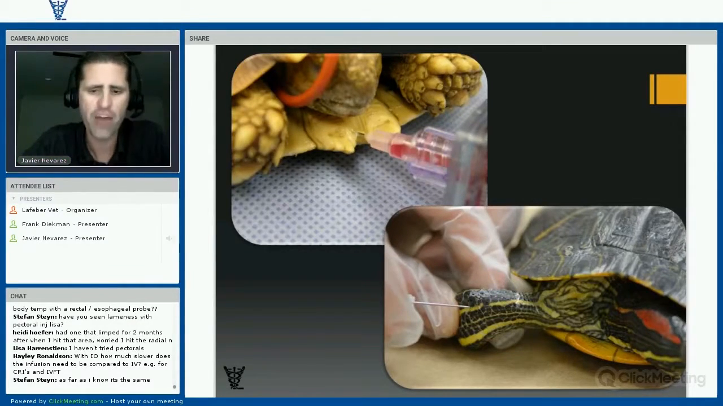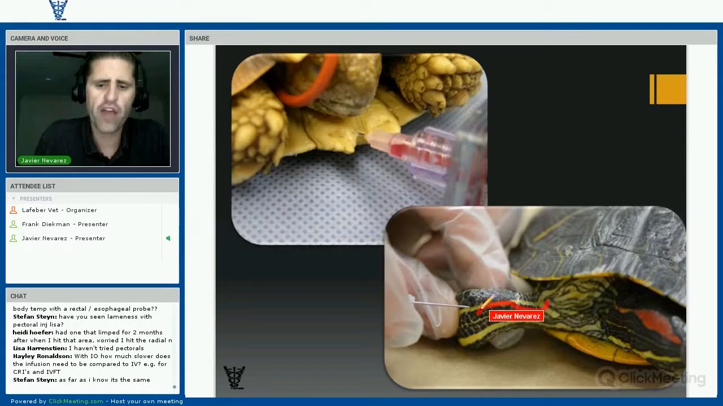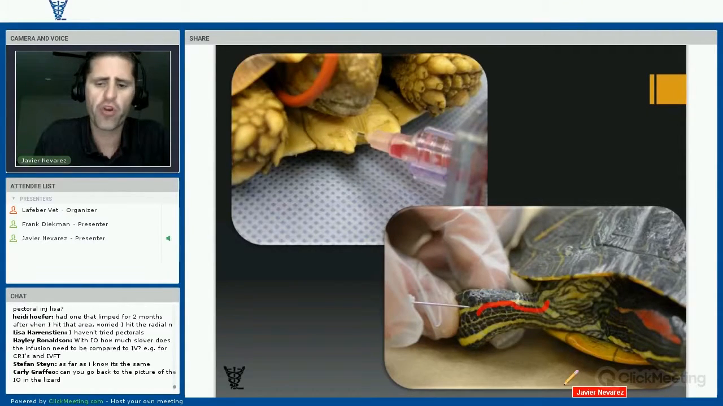The big challenge with placing these IO catheters is you have to be familiar with the anatomy of these animals and the bones. In some of these sliders, for example, the humerus will have kind of this shape, and then it'll angle down, and then it'll come back up again, almost like an S. So you have to make sure of the angle that you're going in with that catheter so you don't end up coming through the opposite cortex.